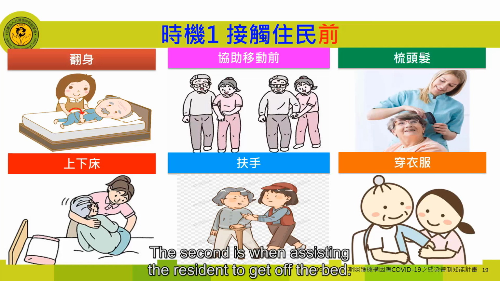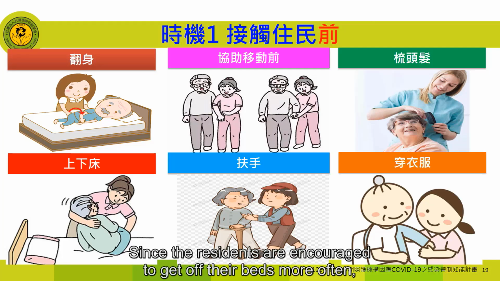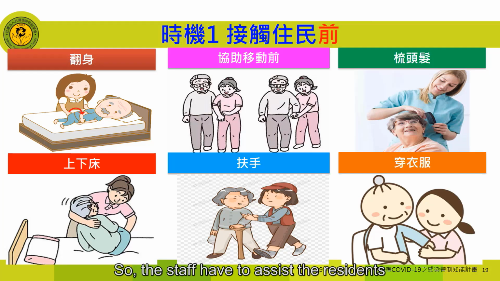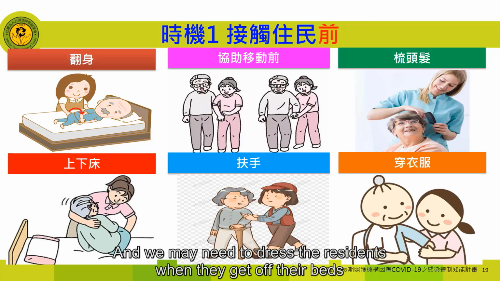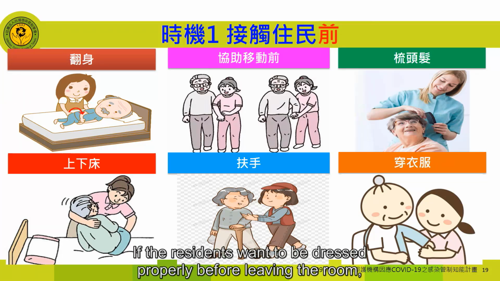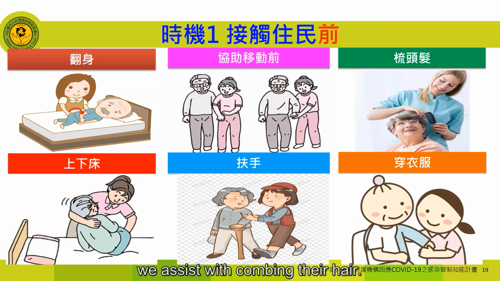The second is when assisting the resident to get off the bed. Since the residents are encouraged to get off their beds more often, we hope that each resident can get off the bed daily. So the staff have to assist the residents to get off their beds by holding them, and we may need to dress the residents when they get off the beds because it may be cooler outside. If the resident wants to be dressed properly before leaving the room, we assist with combing their hair.